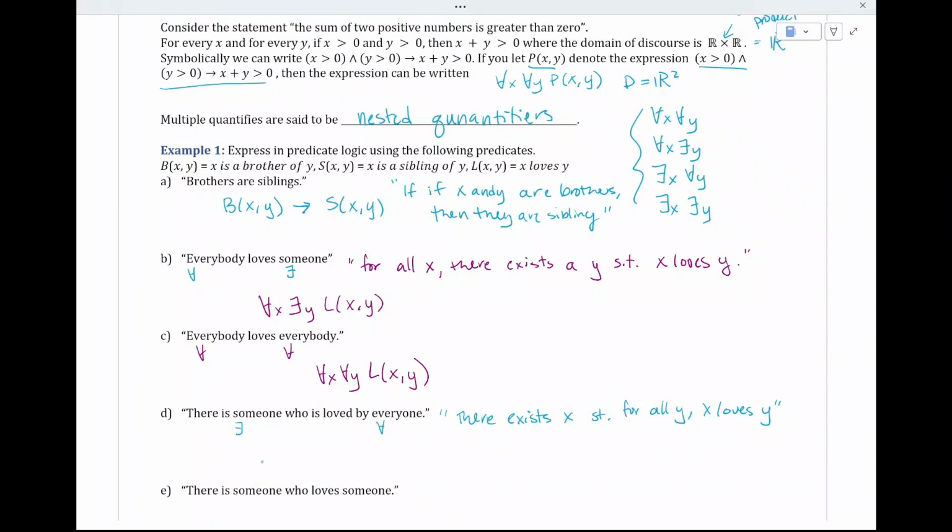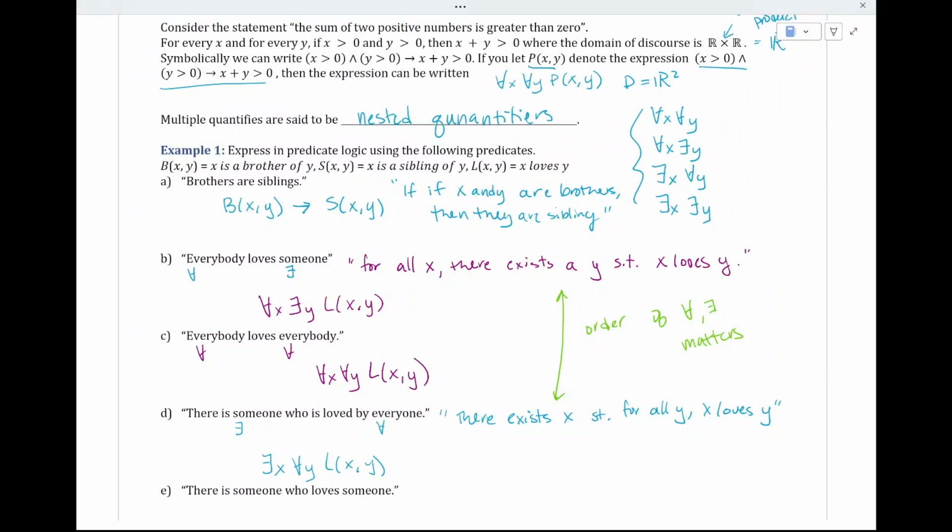And we're going to see that in the order here. There exists an x such that for all y, L of x, y. So here we see that these two are actually different statements. The order of for all and there exists matters.